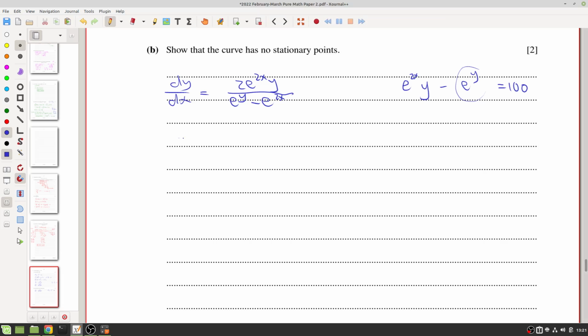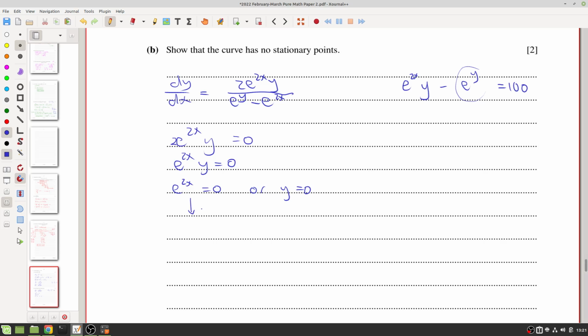So we're going to do this by contradiction. We're going to try to find a stationary point and then see that it does not satisfy anything. If this top part, 2e^(2x) y, were to be equal to 0, those would be the values for y and x where there would be a stationary point. So divide both sides by 2, so e^(2x) times y is equal to 0. That means either e^(2x) equals 0 or y equals 0.